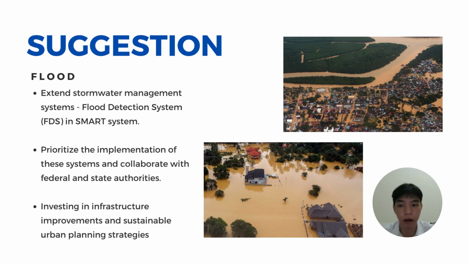The government should prioritize the implementation of these systems and collaborate with federal and state authorities as well as engage relevant stakeholders. The last is investing in infrastructure improvements and sustainable urban planning strategies, which will create a more livable and resilient environment for affected communities.